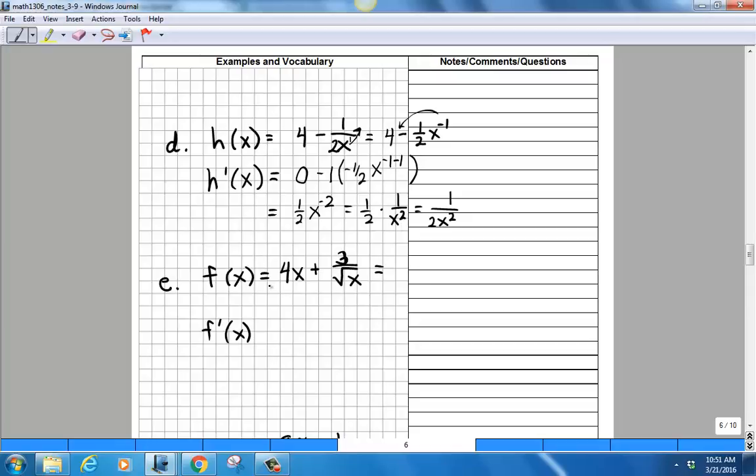So this is what you'll be practicing on your homework tonight, and then of course the test next week, right? These are the types of problems that'll be on the test. You can take a look at the test review to get a feel for that.